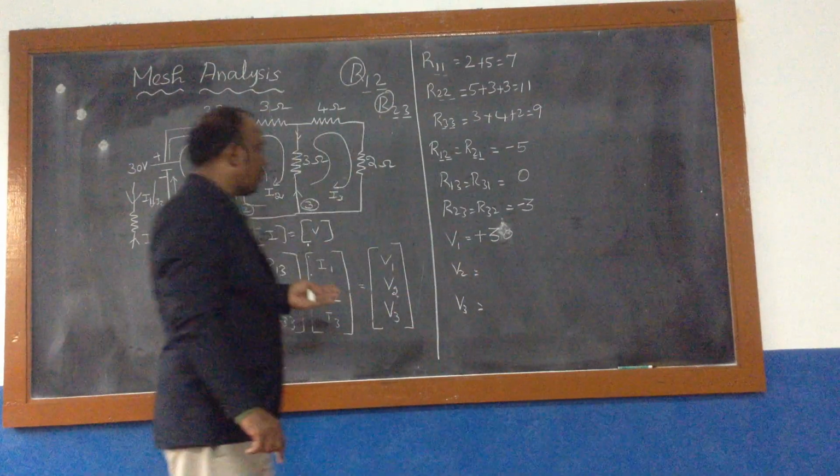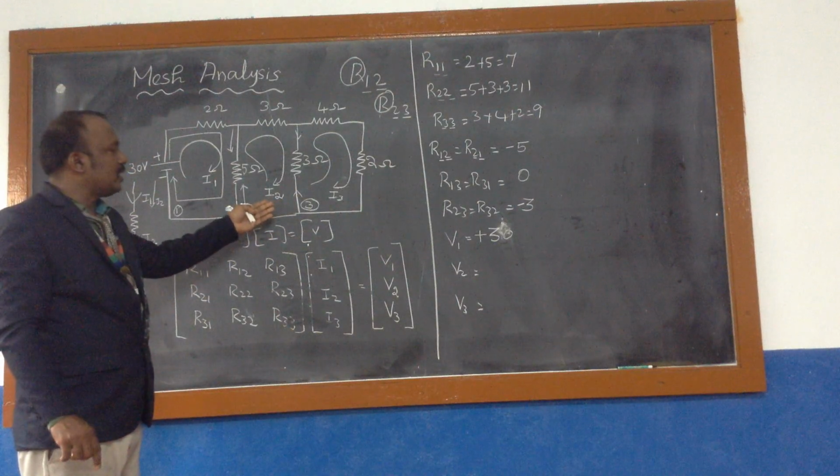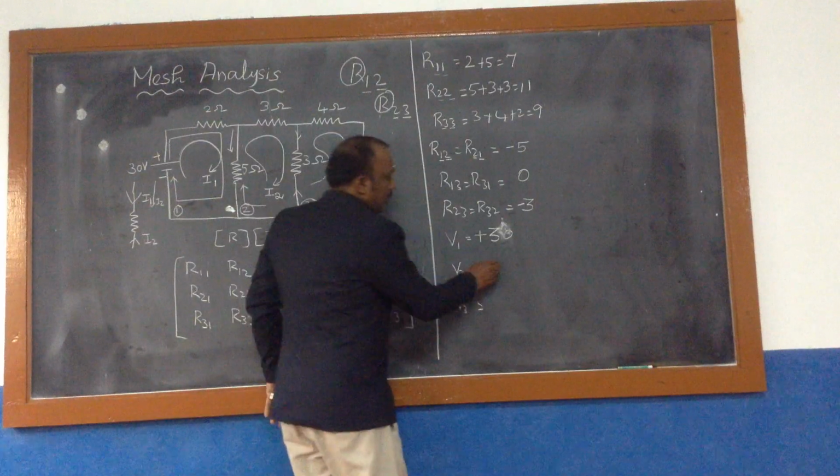Understood? Similarly, when you come to V2 and V3, you can see in the second loop there is no voltage source here, so we need to put 0.